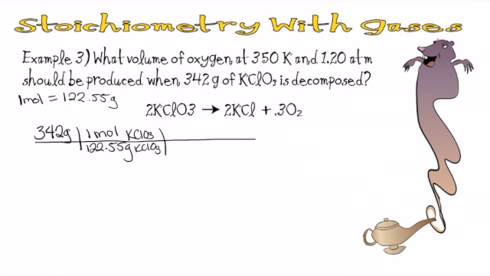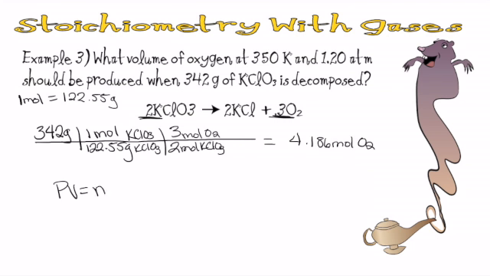Now we use our mole ratio to get to oxygen. So for every 2 moles of KClO3, we make 3 moles of O2. So this will give us moles of oxygen. So we have 4.186 moles of O2 produced. Now we need to know how many liters. So we'll use PV equals nRT. We're solving for V, so we have nRT over P.